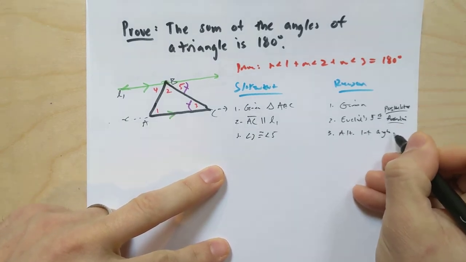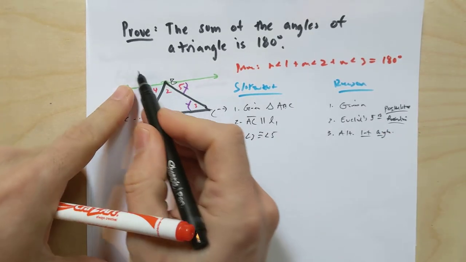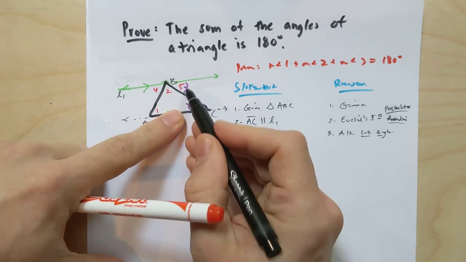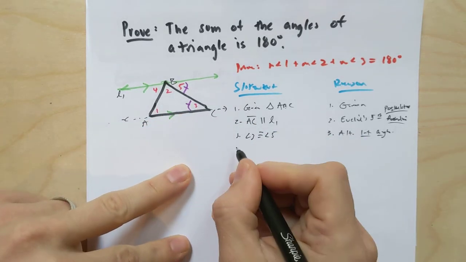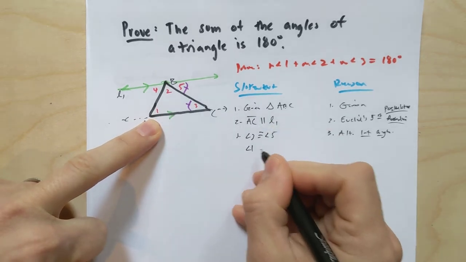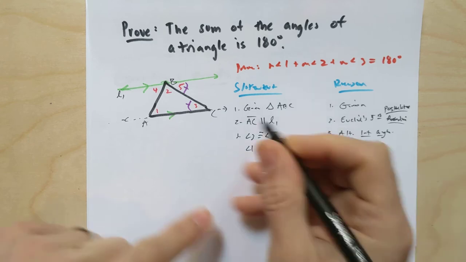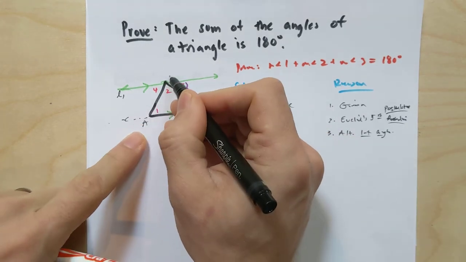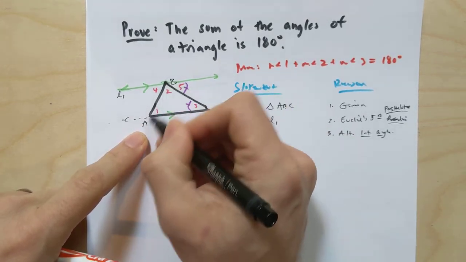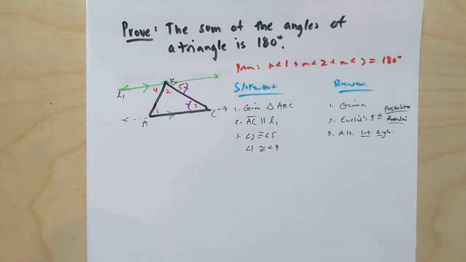I'm just writing the name here, alternate interior angles: if you have two parallel lines and a transversal cutting both of those lines, the alternate interior angles will be congruent. For the exact same reason, I could say that angle 1 and angle 4 are congruent. Angle 1 is congruent to angle 4, because they are also alternate interior angles, and AB is the transversal of these two parallel lines. And so 1 and 4 are also going to be congruent angles.